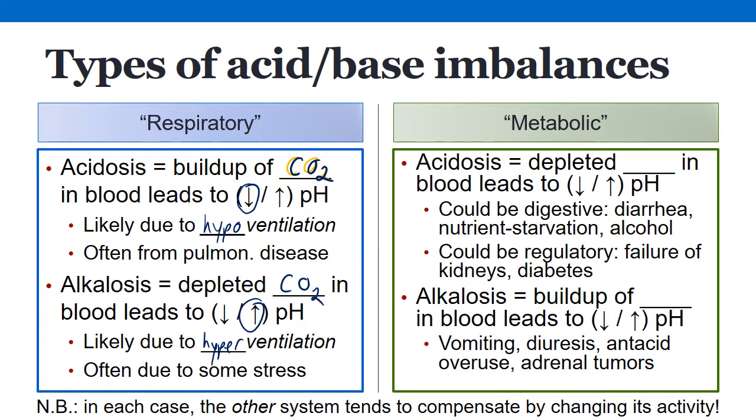The other option is a metabolic disorder. Metabolic acidosis is from depleted HCO3 minus in your body. You have less base, so you have more acid, so that's a decrease in your pH.